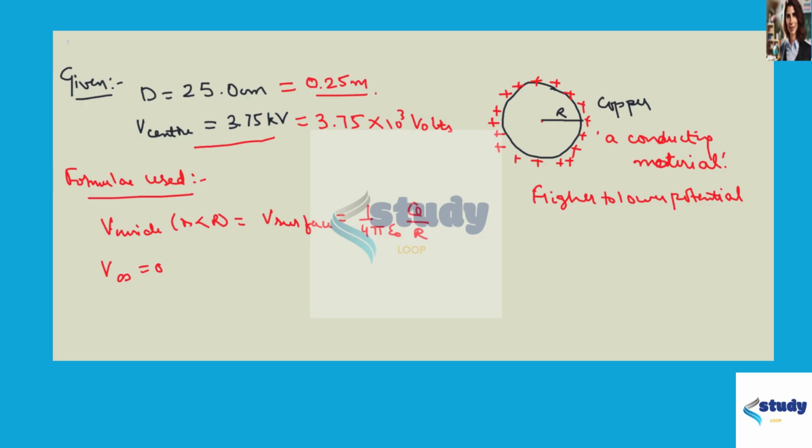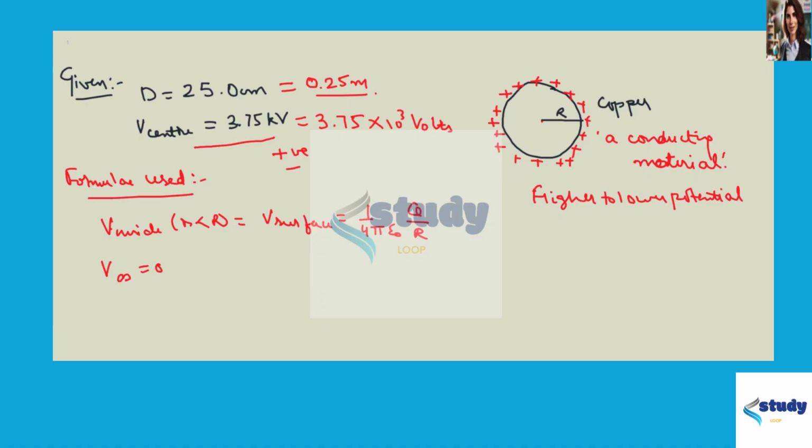Here we have V center equals 3.75 times 10 raised to power 3 volts. So V center is a positive value. That means whatever the Q is on the sphere of this copper material has to be positive. That's why I have made a positive sign. If V center were negative, then Q has to be negative. But this time we have V center as a positive value. So positive charge resides on this copper material, and the charge moves onto the surface. So there is no charge within the sphere, the charge is on the surface.